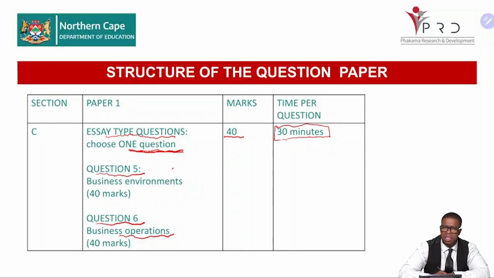So that is the structure of your paper 1. Section A, compulsory, which is question 1. Question 2, question 3, question 4 is your section B, and you are expected to choose only 2. And then section C, you have an instruction, choose one, and you have 2 questions. You choose based on your strength.